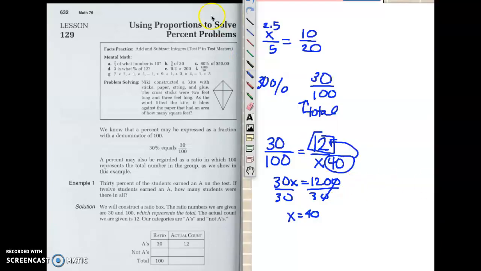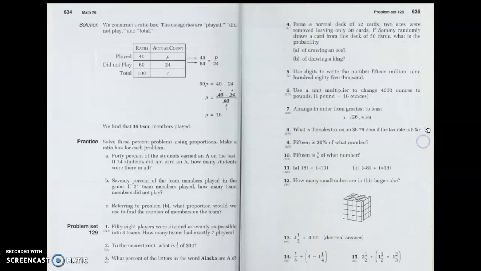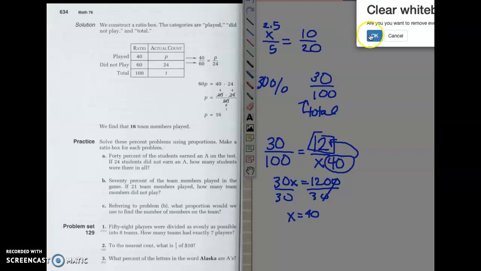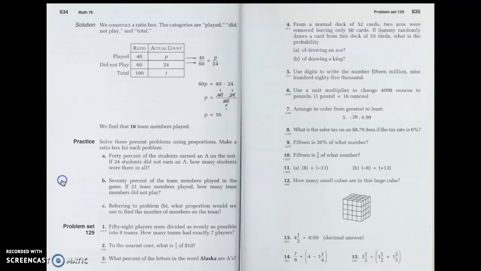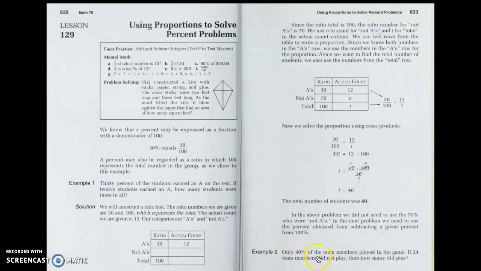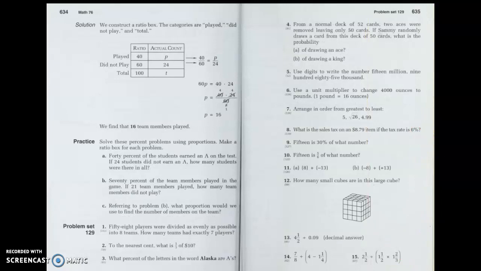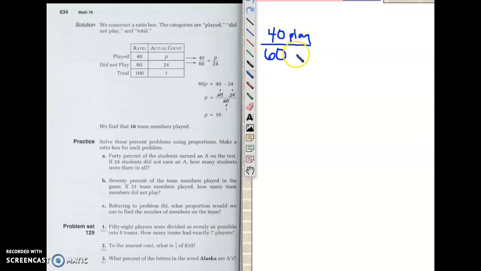Well, first off, let's go ahead, turn the page. There we go. Clear the board. Let's go ahead and do this. So we know that there was a total of 40 that did play. So I'm going to put play, okay? And so 40 that played out of the total 60. So go back and read the question. 40%, if 24 team members did not play, then how many did play? All right, so this is did not play.